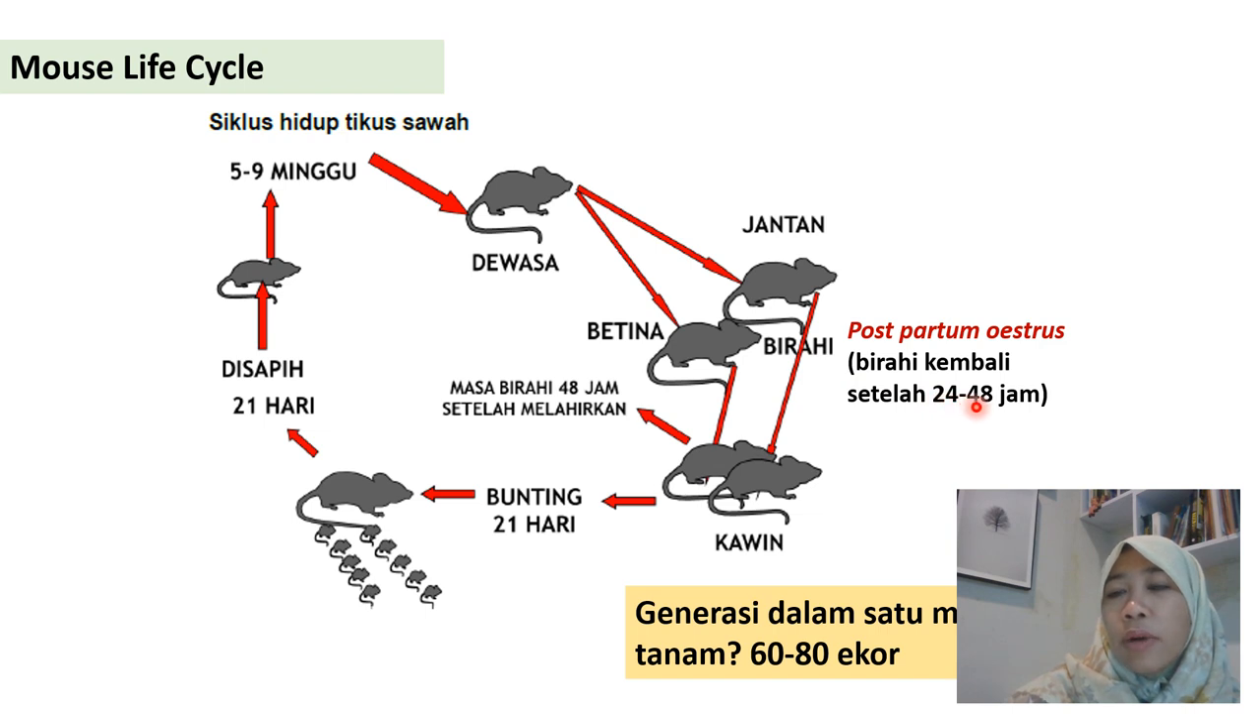24 until 48 hours. So after 1 until 2 days after they give birth, they can mate again. They can look for the male and then they will be pregnant again. Postpartum oestrus, birahi, it means in heat, again after 24 until 48 hours. So this female is able to breed again after they give birth. Setelah dia melahirkan, dia bisa birahi kembali.